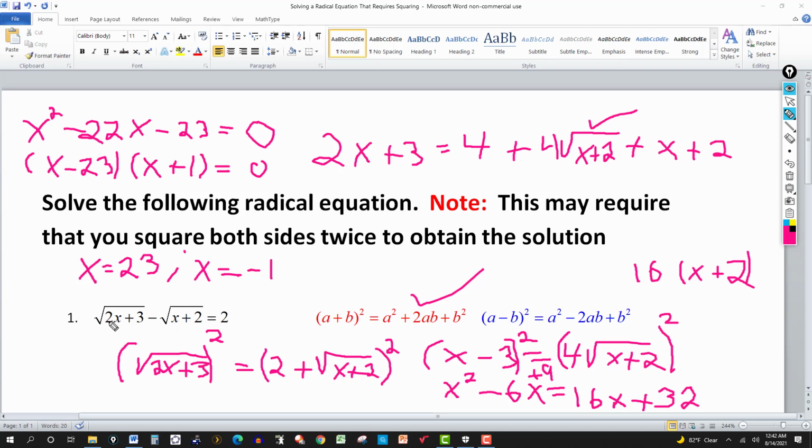So that'll give me a -2 under this first radical. -2 and 3 is 1. The square root of 1 is 1. Okay. And a -1 in the second radical. -1 and 2 is 1. Square root of 1 is 1. I've got 1 minus 1. That's equal to 0. So this one here you reject. This is not a solution.